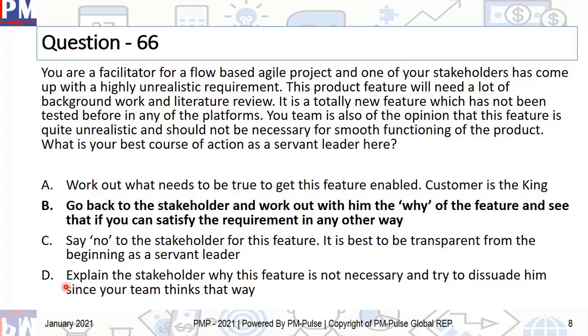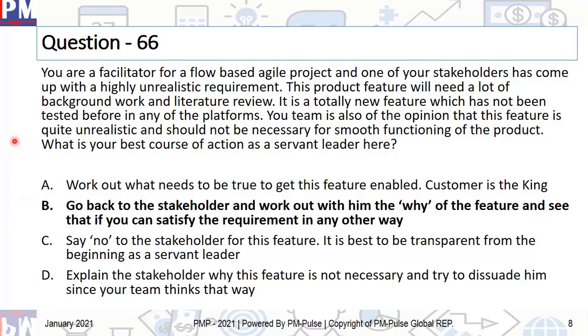If you look at D, explain to the stakeholder why this feature is not necessary and try to dissuade him, since your team thinks that way. Again, this is good, but we need to understand why he needs it. How does it affect the application? How does it affect the solution? How does it fit into the vision? So among all these, the best option is B.